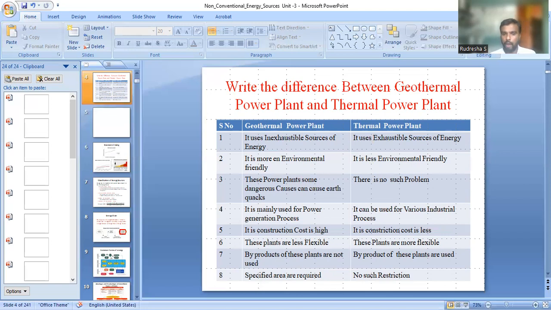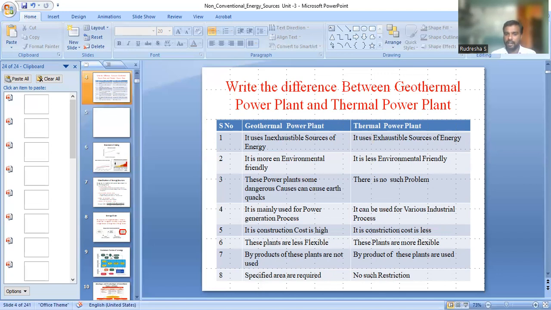Geothermal power plants are using, see, same thing, the byproducts of those plants are not used. Byproducts like coal, diesel, petrol are not used as byproducts. Even the water in a hydroelectric power plant, you need the water, and that water is also not used as a byproduct. That is called a byproduct.